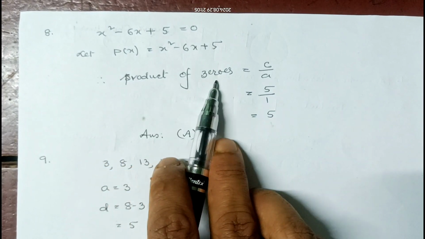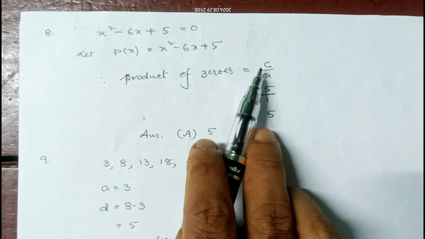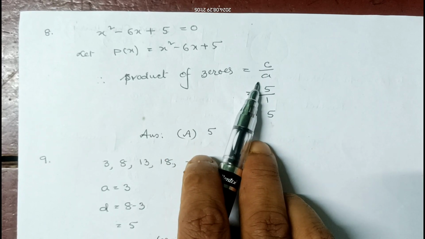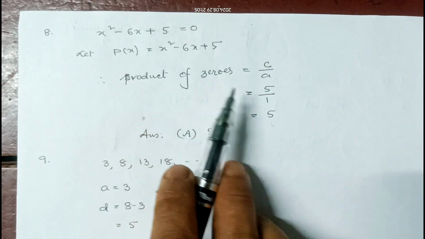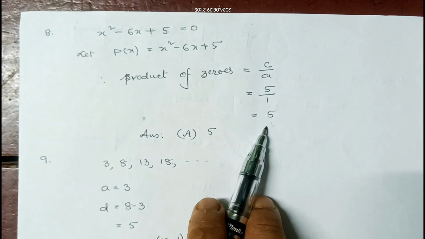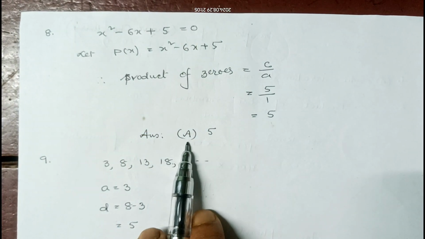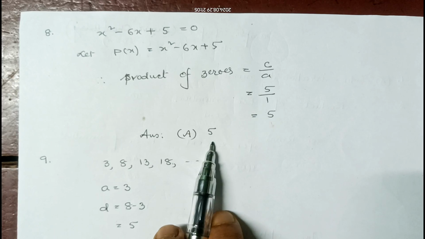Now we know the product of zeros formula is c by a. That means constant term by coefficient of x square. Here constant term is 5 and coefficient of x square is 1. So 5 by 1, which is 5. Therefore option A, that is 5, is the correct answer.